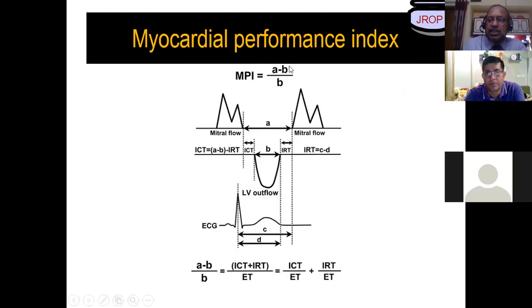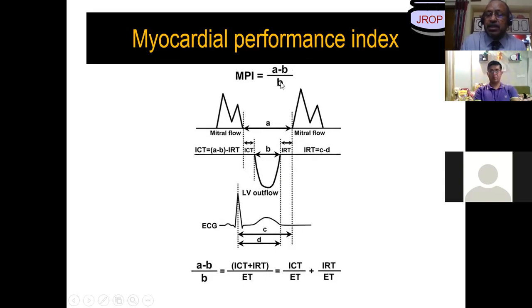Last but not the least, there's a term known as the Myocardial Performance Index, which we'll be repeating when we talk about systolic function. This is an index marker which is not dominated or dictated by preload and afterload, or what we call loading conditions. The Myocardial Performance Index is A minus B divided by B. What is A? A is the time interval between mitral closure and mitral opening, which we call MVCO. B is the ejection time across the LV outflow.